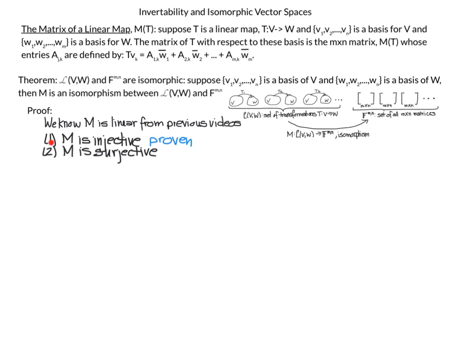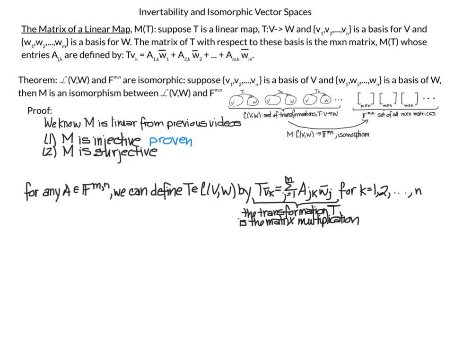Now that we've proven injectivity, we need to prove that M is surjective. But this is easy. Essentially, what we want to show is that for any matrix A that's m by n, we want to find a corresponding transformation. We have this definition right here of how we got M, but we can use it backwards. Once we have a matrix A, we can define our transformation. And essentially, our transformation simply becomes our matrix A multiplied by our vector w.